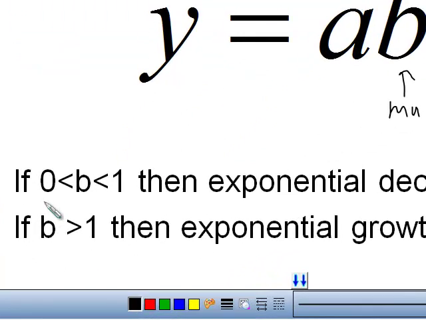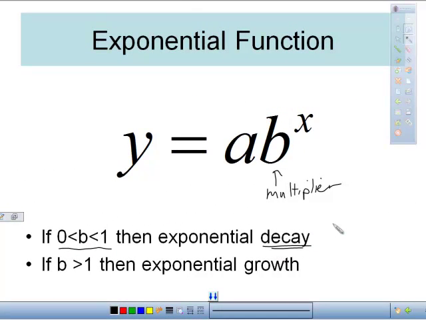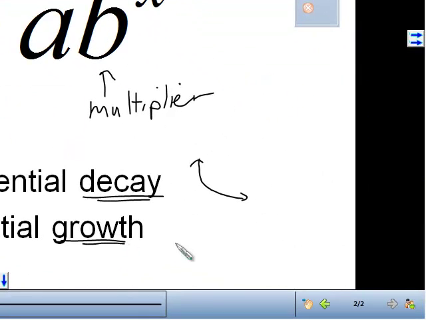If the value of our multiplier is somewhere between 0 and 1, we're going to have exponential decay. Our graph is going to look something like this, where it's going down towards our horizontal asymptote. If our value for b is greater than 1, then it's going to be exponential growth. It's going to be a graph that looks like this.